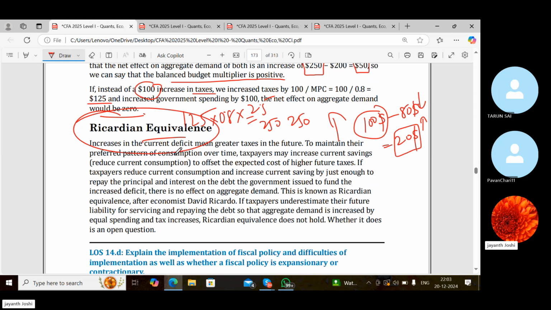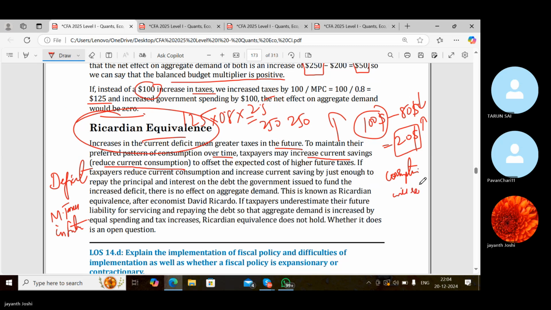So an increase in the current deficit today means greater taxes in the future. To maintain their preferred pattern of consumption over time, taxpayers may increase current savings, and they will reduce consumption. So what is happening? There is a deficit, which means more taxes in the future, so consumption will reduce, and savings will increase.